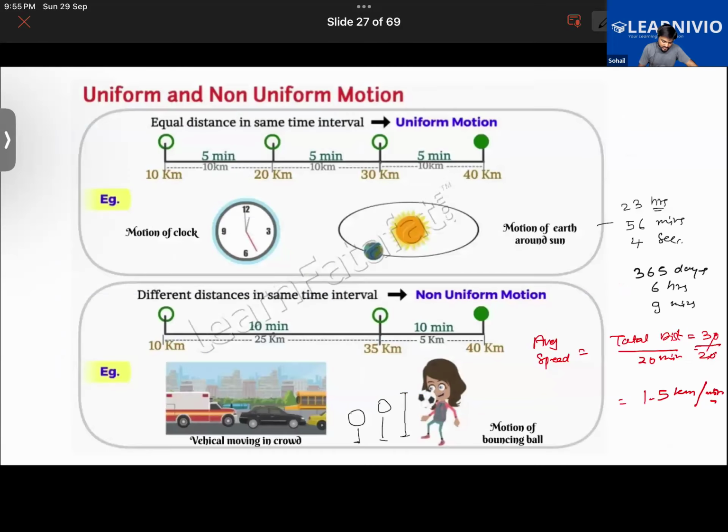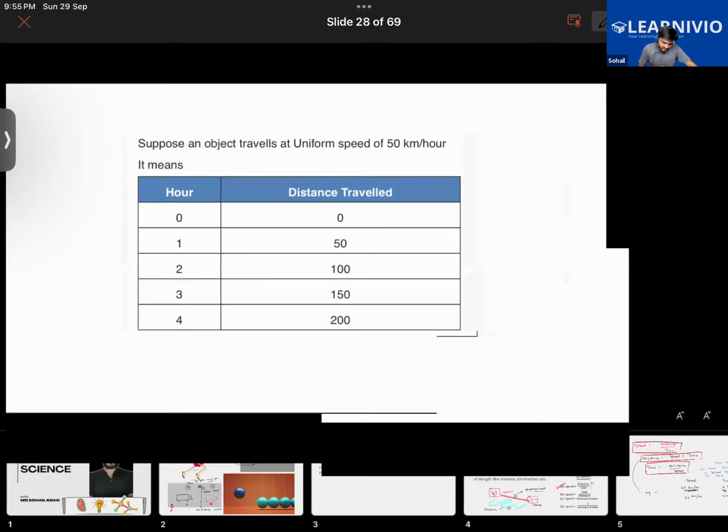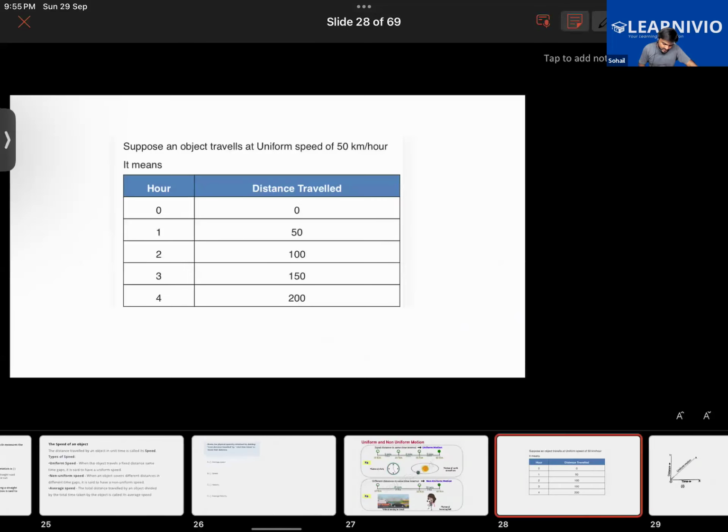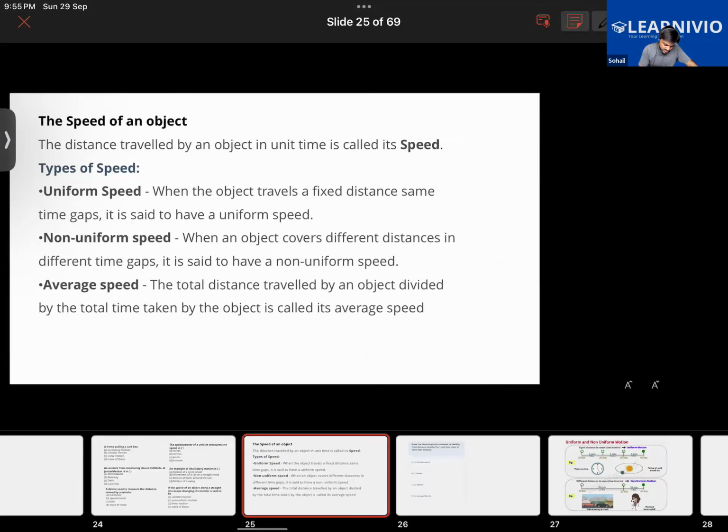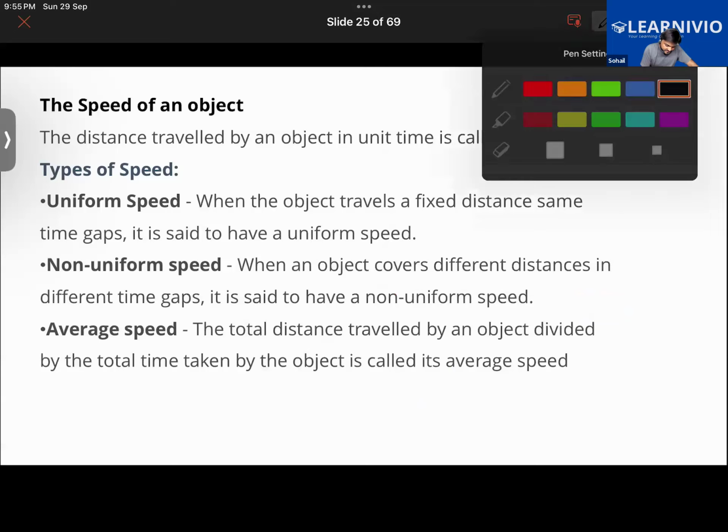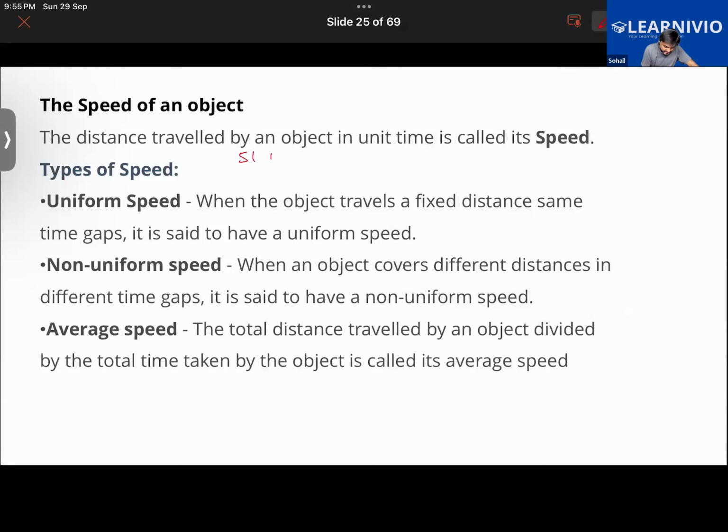Okay, that's it. Further, there's one important thing. While we were learning about speed, an important thing to be discussed here was the SI unit of speed. The SI unit of speed is meter per second. What is it? It is meter per second. Got it, everyone, now?